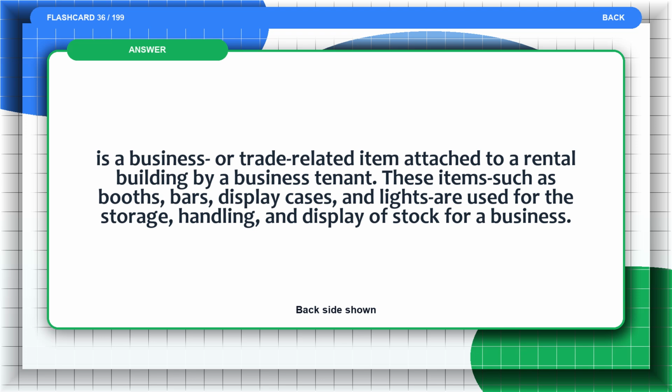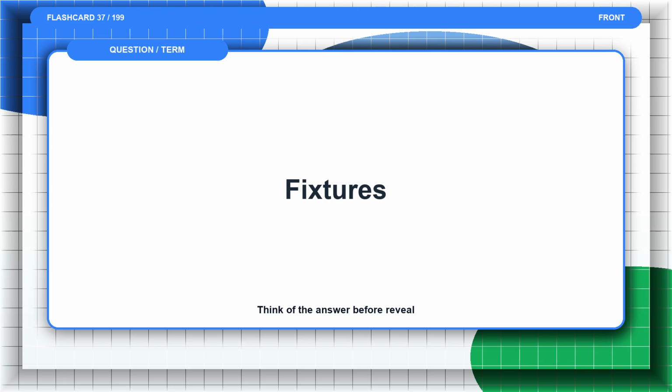Pause and think of the answer before the reveal. The answer is a business or trade-related item attached to a rental building by a business tenant. These items, such as booths, bars, display cases, and lights, are used for the storage, handling, and display of stock for a business. Flashcard 37. Fixtures. Pause and think of the answer before the reveal.